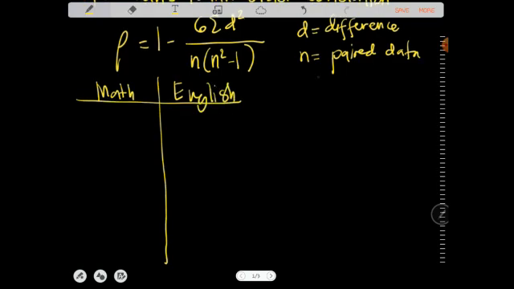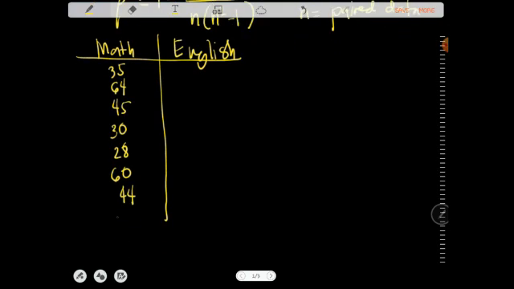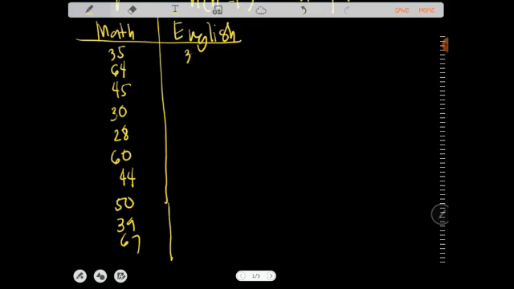We have 35, 64, 45, 30, 28, 60, 44, 50, 39, and 67. While in English, we have 38, 78, 49, 26, 59, 54, 33, 70, 35, and 45. So that is the winning lotto number. Joke. Now, let us rank them.